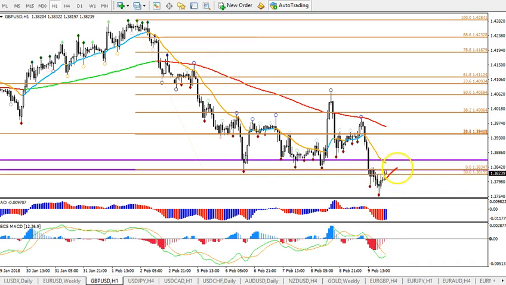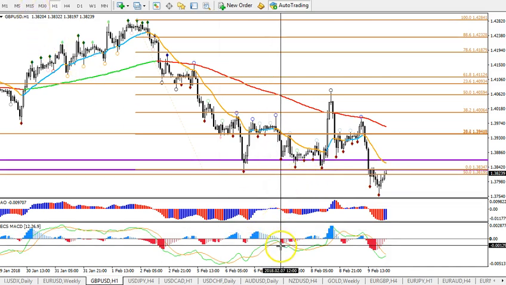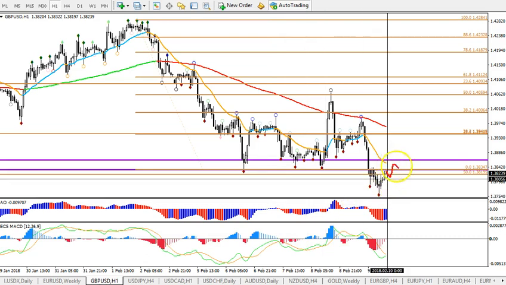So this could be a pullback. Could be a pullback because we broke all these support levels, so they could become resistance at the moment. Moving averages are aligned to the downside. I don't see any divergence as yet, I believe. So this could just be a retracement, and down price goes.